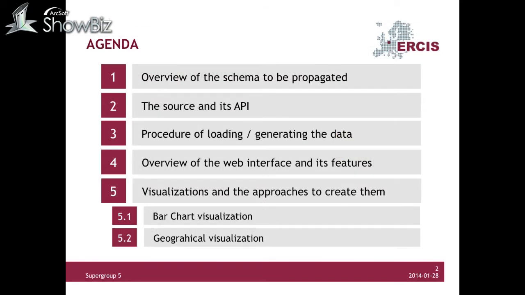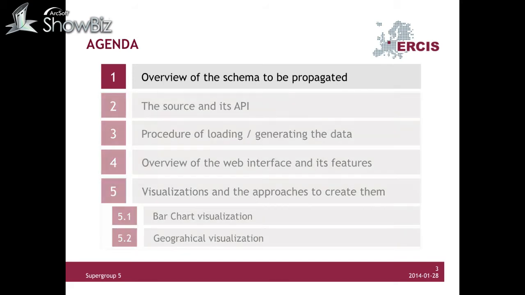Firstly, we're going to remind you of the overview of our company's mediated schema to be propagated. Then briefly we will describe our source and its API. Afterwards, we're going to show you our procedure of loading new movies from the API and generating data. After successfully propagating our movie database, we're going to show you our fancy web interface and its main features. Finally, in order to better support our managers' business decisions, we also leverage the external visualization functionality of the Google Fusion tables. Let's begin with the schema overview.